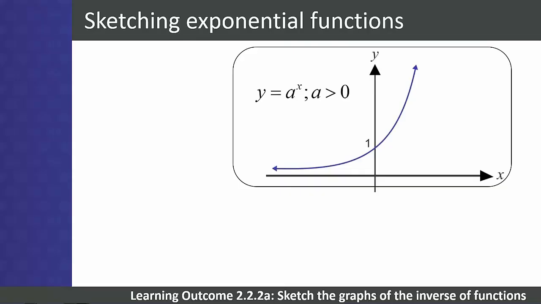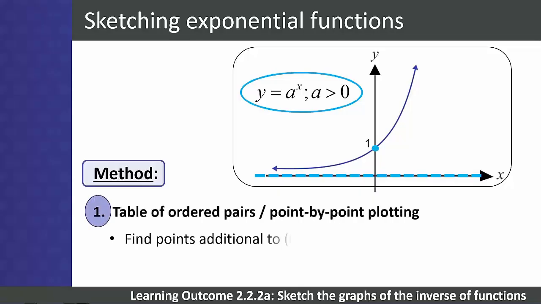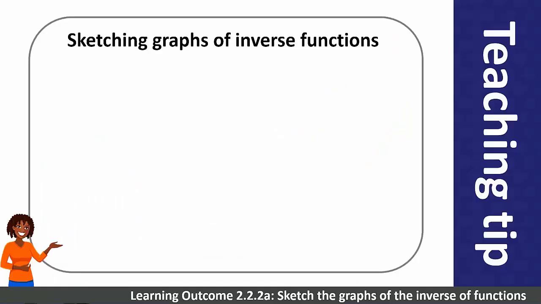Students should also be familiar with how to sketch exponential functions from levels 2 and 3. In level 4, we only have to work with exponential functions in the form y equals a to the power of x, where a is greater than 0. This form of exponential function always has a horizontal asymptote at y equals 0. The function is increasing and cuts the y-axis at 1. The best way to sketch the graph is by using the table method to find more ordered pairs in addition to (0, 1).